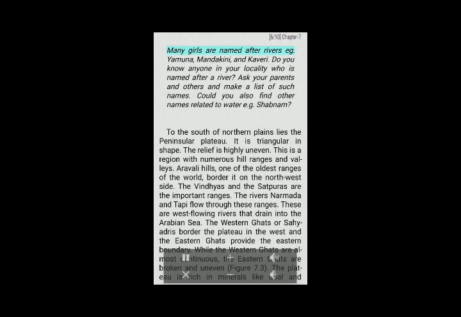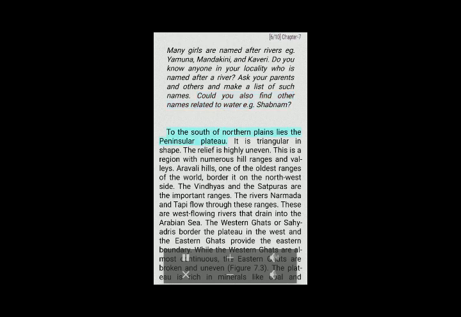Let's do. Many girls are named after rivers, e.g. Yamuna, Mandakini, and Kaveri. Do you know anyone in your locality who is named after a river? Ask your parents and others and make a list of such names. Could you also find other names related to water, e.g. Shabnam?